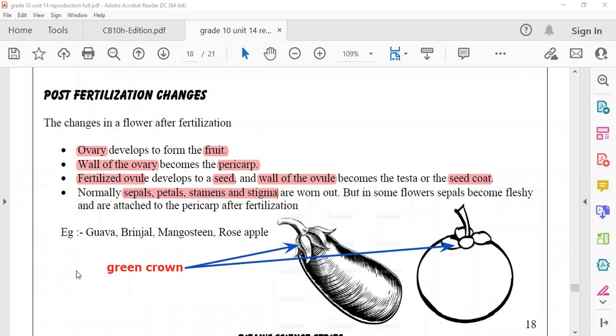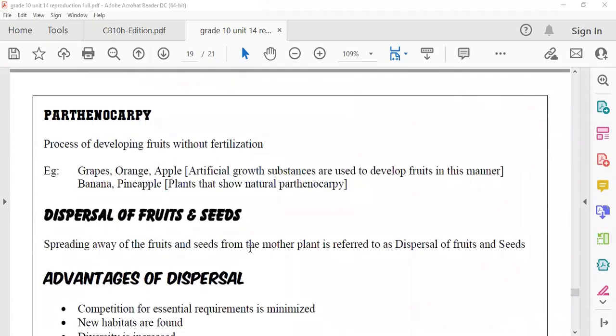post-fertilization changes. After fertilization, what are the changes going on are given here. You have to take a note for that. Ovary turns to fruit. Wall of the ovary turns to pericarp. Fertilized ovule turns to seed. Wall of the ovule turns to seed coat. Sepals, petals, stamen, stigma, they are drying and dropping. Then in some fruits, sepals don't drop. They become a part of the fruit. That's all. So, passing that, we are coming to this heading, parthenocarpy.